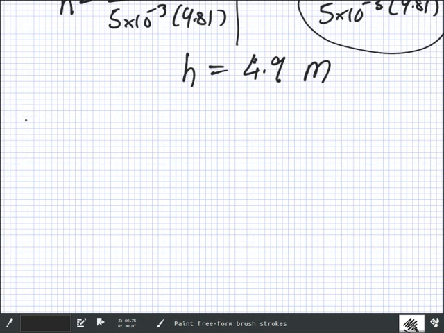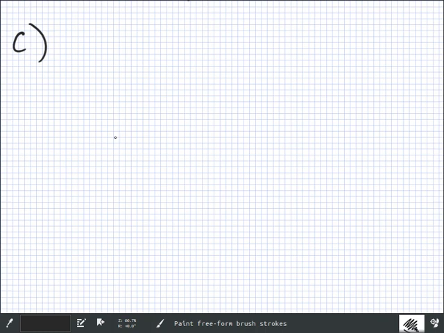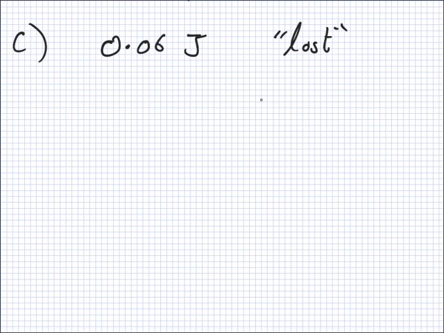C. The last 20% of the initial work goes towards heating the elastic band. So that's 0.06 joules, the lost amount of energy. It has a specific heat capacity of 1250. If you have no answer to part B1, assume the work done is 0.4. But we do have an answer: 0.3 minus 0.24. So we have to account for our missing 0.06. This is the lost energy.